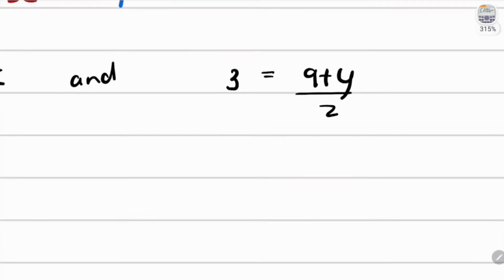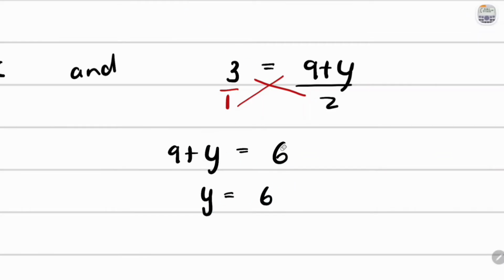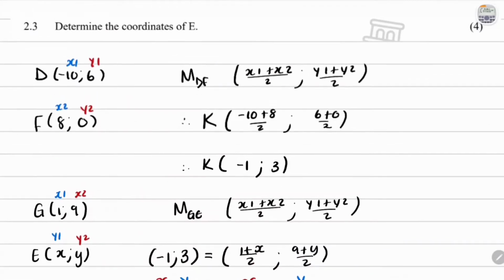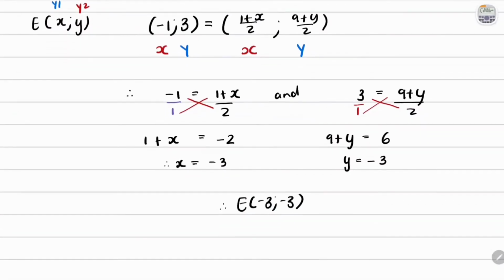Then here, same thing. You can put that over 1 and cross multiply. 1 times 9 plus y is just 9 plus y, which is equal to 3 times 2, which is 6. And so y is equal to 6, and take your 9 over, which becomes -9. 6 minus 9 is -3. So as you can see, our x and y values are -3. So the point we were looking for, E, is -3 and -3. And that's how we find that.